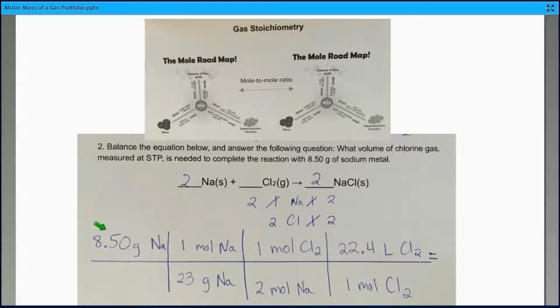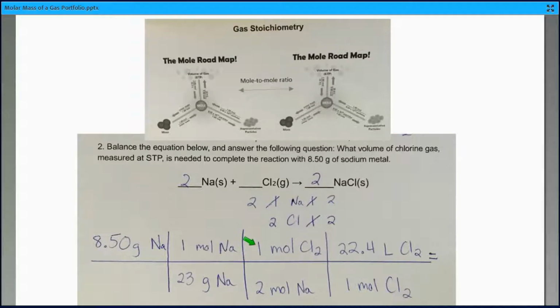So first, I take the mass of sodium, and my first step is to convert to moles by dividing by the molar mass of sodium. I got 23 from my periodic table. My next step is to do a mole-to-mole ratio. The thing I'm solving for goes on top. The thing that I am going to cancel out goes on the bottom.